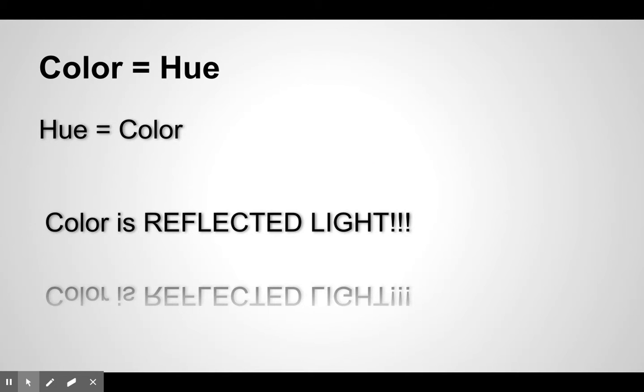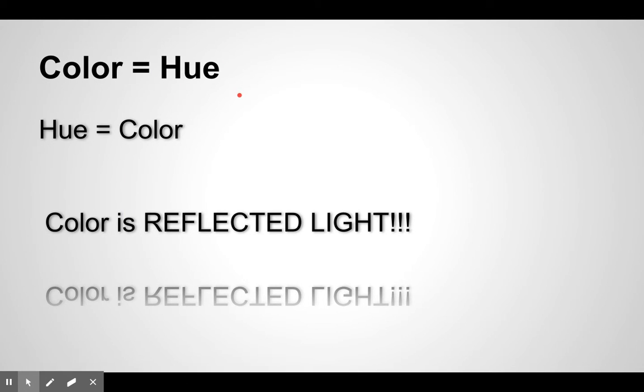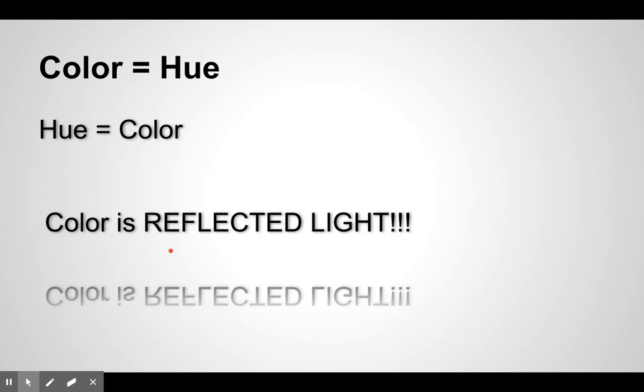So when it comes to color, color and hue mean the same thing. If you want to sound super fancy, you can say hue instead of color. But one of the things to remember is that color is just reflected light. It's just all these wavelengths of light just bouncing off of each other, and we don't even realize it. So, color is just all about reflected light. I think that's the last question on the worksheet, so you can fill that in right now.